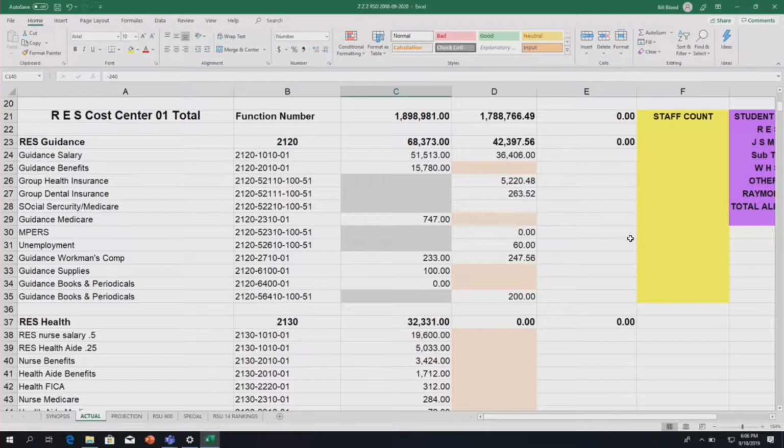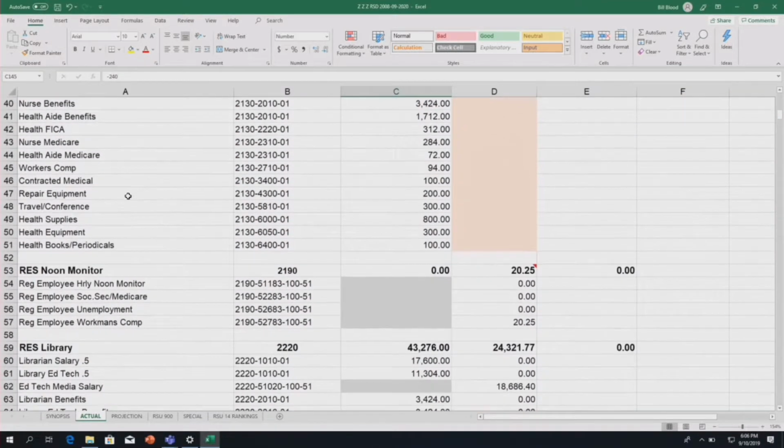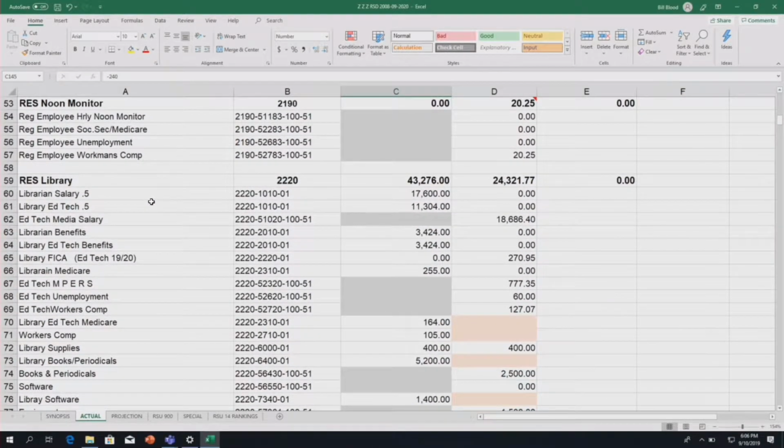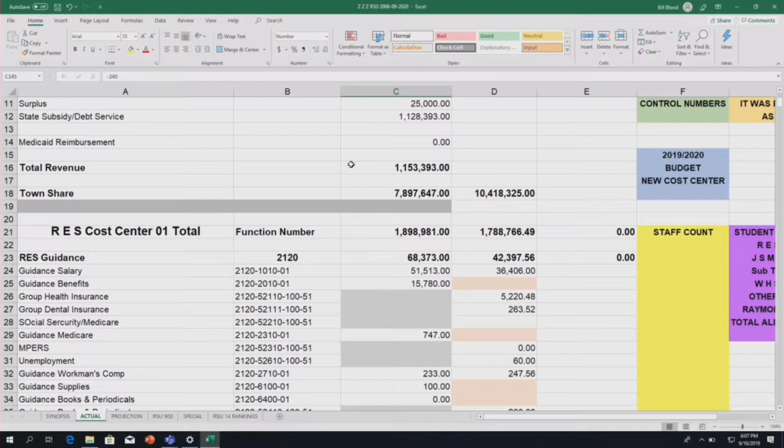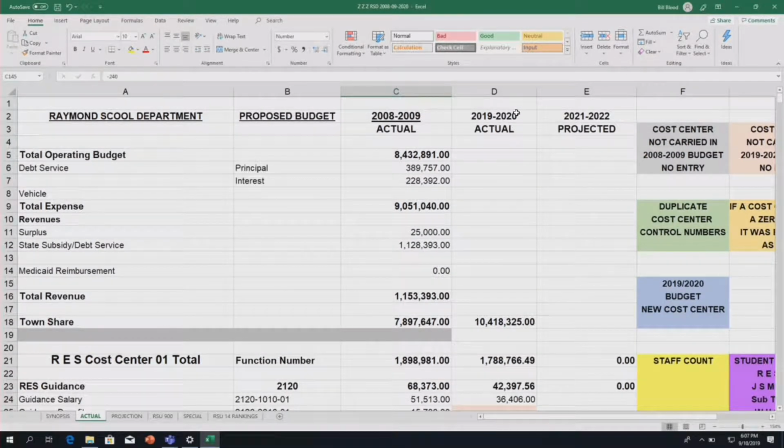Okay. And are you again comparing 2008 to 2019 right here? This particular document is 2008 expanded. I just showed you a synopsis the first time. This is still Raymond Elementary, but this is every individual cost center in Raymond Elementary. Right, so what are the two columns? Oh, sorry, this is 08 and 20. Okay, thank you. You're welcome.